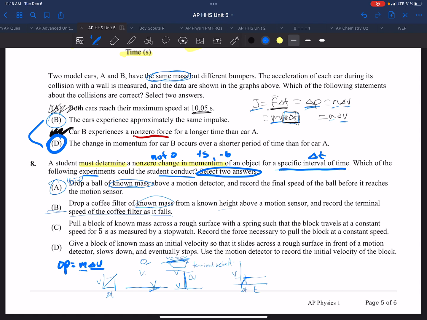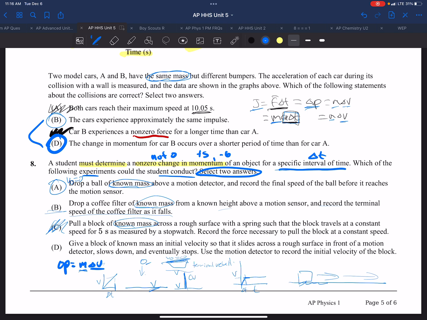So, pull a block of known mass along a rough surface with a spring attached to the block at a constant speed for 5 seconds. Well, if we're looking for m delta v, the block has a known mass, and there's no change in velocity, so the change in momentum we'll get will be 0. So C is definitely out.